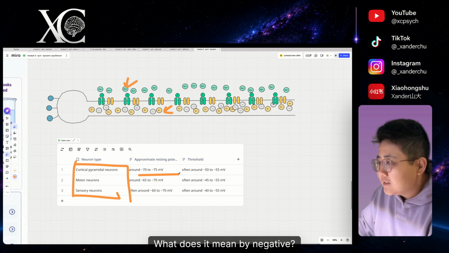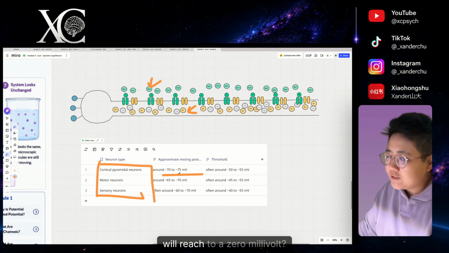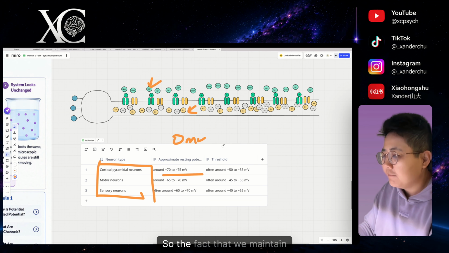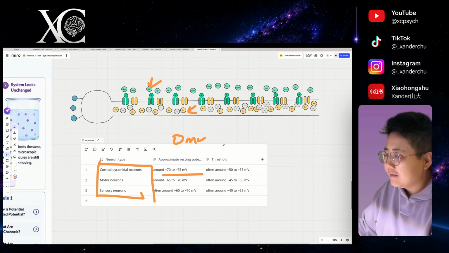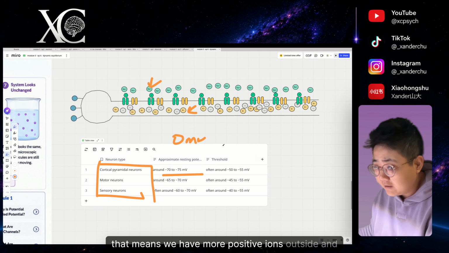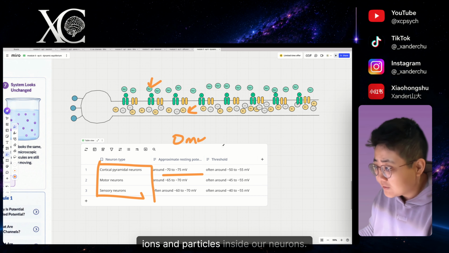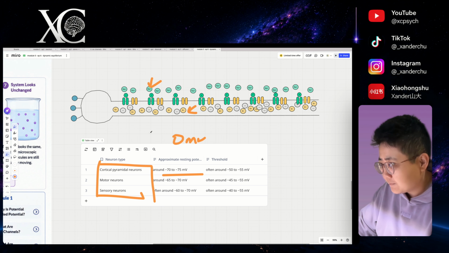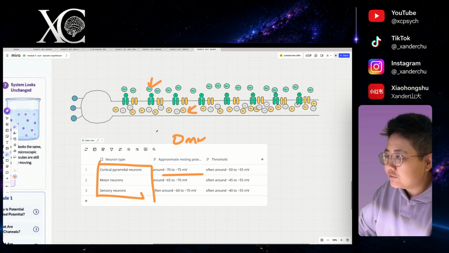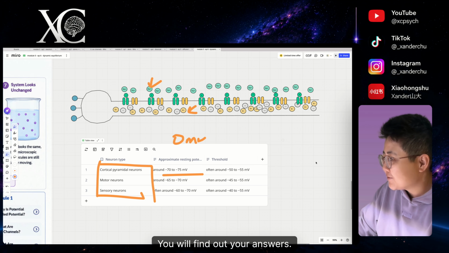What does it mean by negative? If everything is mixed evenly, we'd reach 0 millivolts, no? So the fact that we maintain a negative millivolt means we have more positive ions outside and more negative ions and particles inside our neurons. And that is an intentional design of our body. Please watch Module 1, you will find your answers.